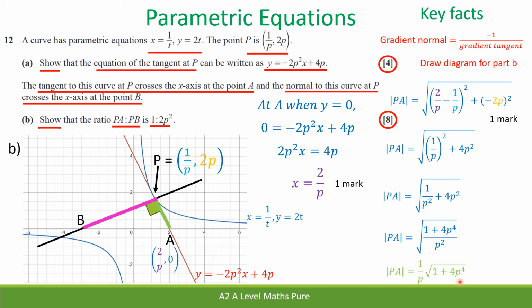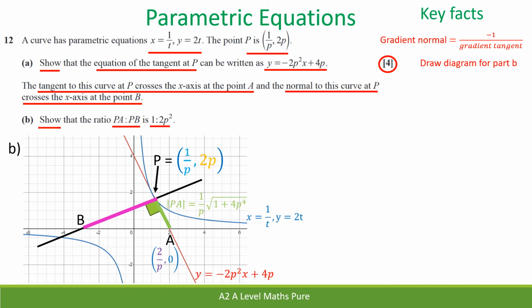So from doing this, you've got 2 marks so far. There are quite a lot of marks in order to get down to this stage here, and there is an answer mark later on once you've got the value of PA and PB both correct. But at this stage here, it's 1 for finding the x coordinate and 1 for trying to work out your PA value using Pythagoras. So now we have got this distance here, P to A, which is 1 over p square root of 1 plus 4p to the 4. We've now got to work out the distance from P to B.